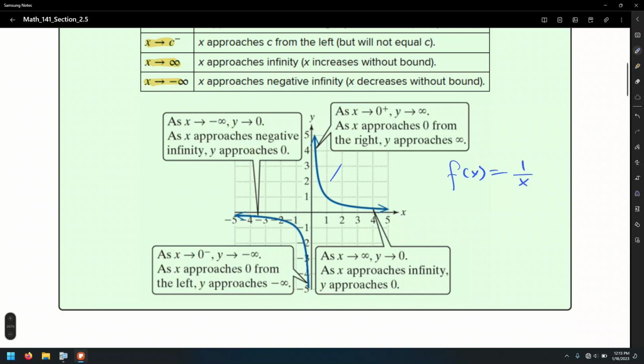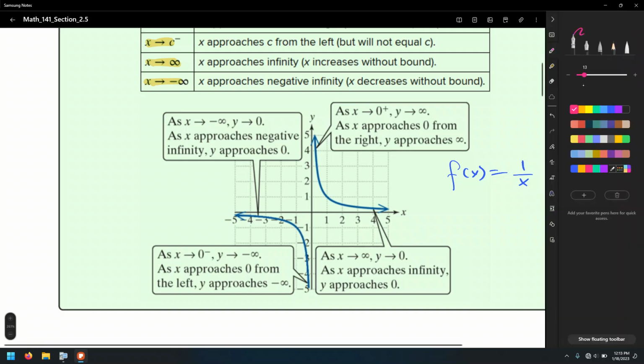1 over x, yes. And so we're going to do some asymptotic analysis here. In fact, this function has both horizontal and vertical asymptotes. Usually, most of the time, they will give you graphs like this, and in this case, it's our job to figure out those asymptotes.